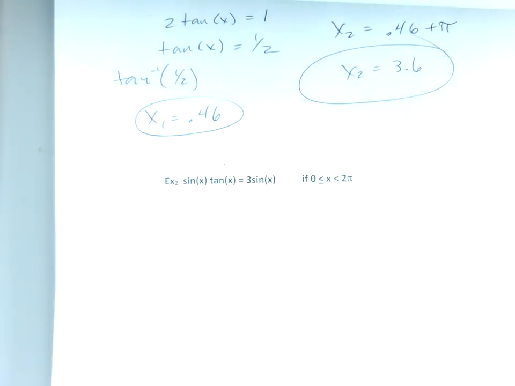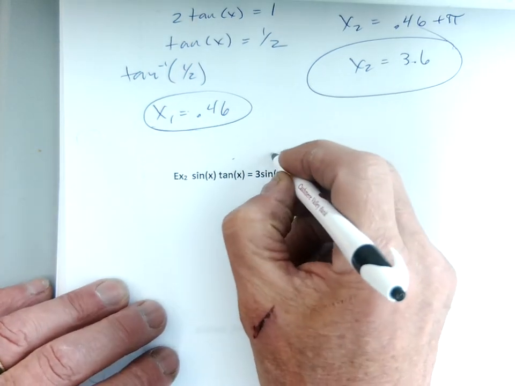Okay, now number 2, you got to be careful on number 2 because if you divide by sine, you'll lose an answer. Does that make sense? If you divide by sine, you get rid of the sine, you actually lose an expression. What we do instead is we're going to factor. We're going to factor out a sine, and then we don't lose the sine. So I'm going to take the sine over to the other side. I'm going to bring them together.